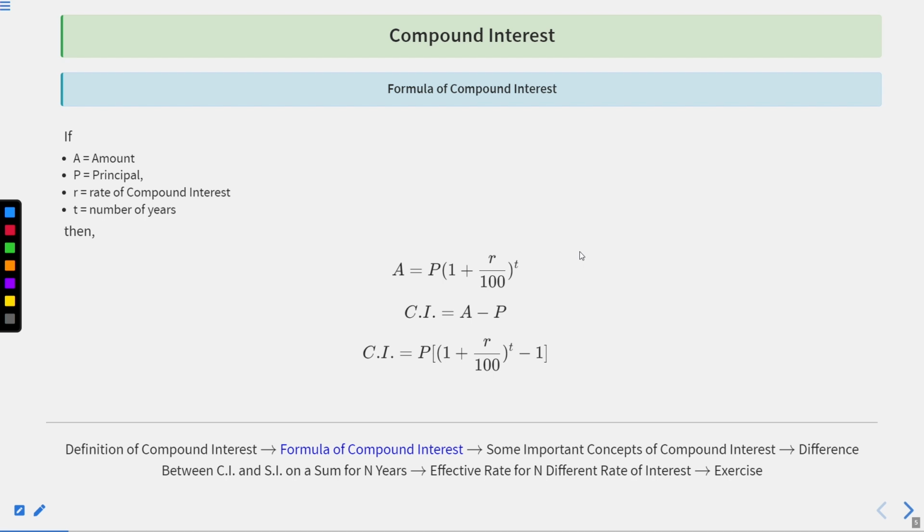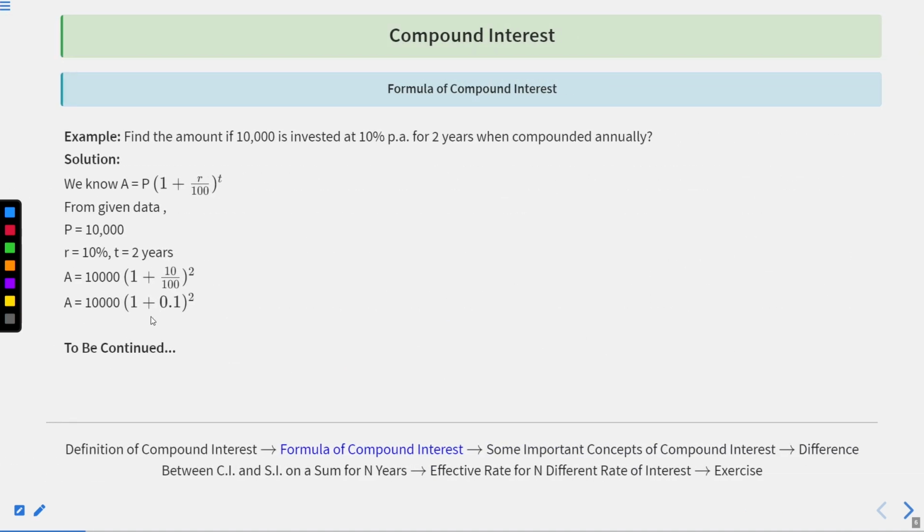So the formula for compound interest is: if A is the amount and P is the principal, the rate of compound interest is R and T is the number of years, then amount A is equal to principal times (1 plus R upon 100) whole to the power T. And the compound interest will be given by A minus P. And if I have to write compound interest in the form of A and P, putting their values, I will have P times ((1 plus R upon 100) to the power T minus 1).